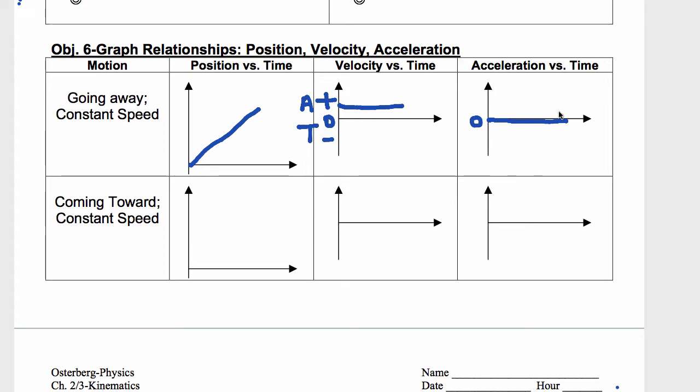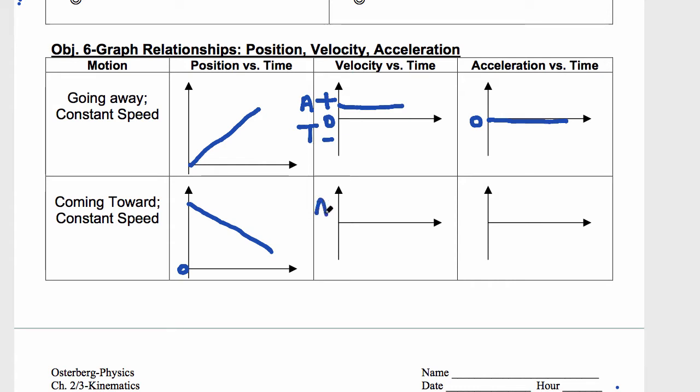Alright, taking a look at the next one, coming toward at a constant speed. Alright, so you're going toward. That means do you start close to the detector down here, or do you start far away? Well, if you're going toward, you gotta start far away. It's a constant speed, so that means your line would be a straight line, not curving. Well, think about that. You're going toward the detector at a constant speed, so you're going to have a negative direction because it's going toward.